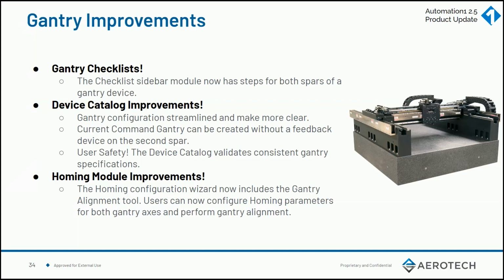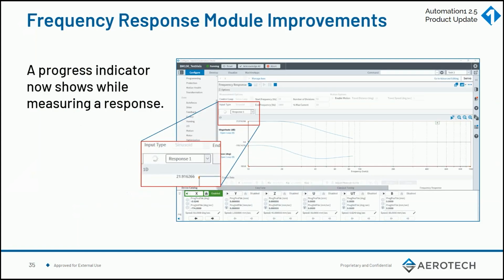There was homing module improvements. The homing configuration wizard now includes a gantry alignment tool. Users can now configure homing parameters for both gantry axes and perform gantry alignment. We're not done yet. Frequency response modules improvements. How much could we do in 2.5? It's only 4 months. It's only one release cycle, but we did so much in this release.